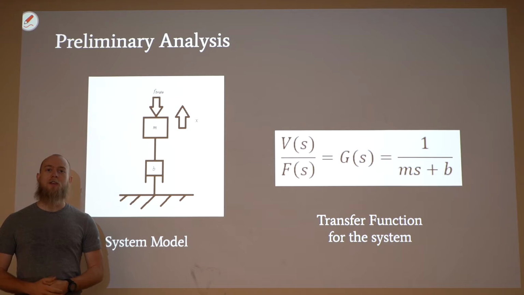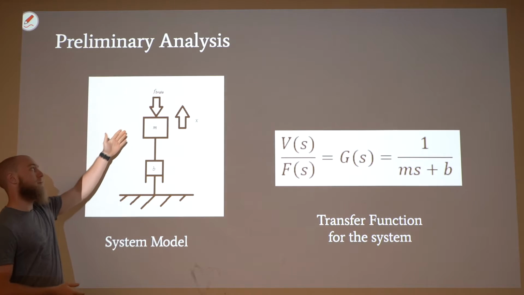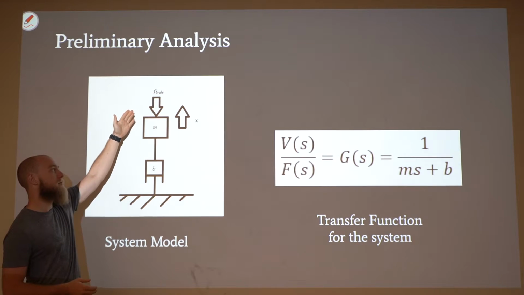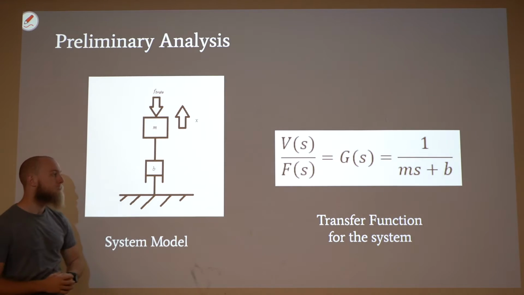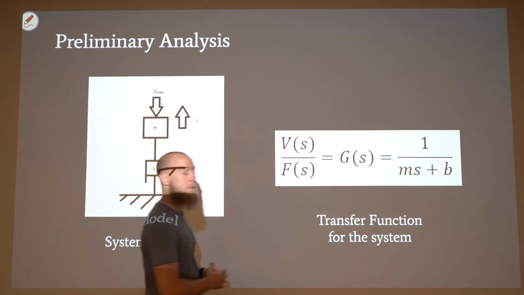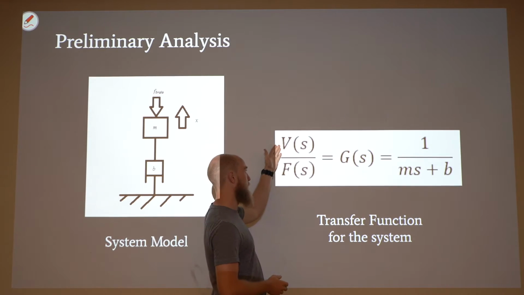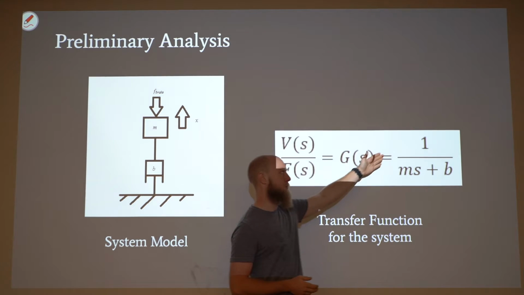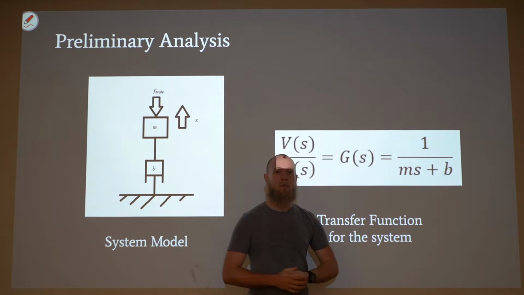For our project, we decided to model a self-driving car, specifically the braking system. This system can be represented with a mass and a damper, with the input being the force of the brakes and the output being the position of the car. This system can be modeled with a transfer function, with the output being velocity and the input being the force, and the transfer function being equivalent to 1 over ms plus b.